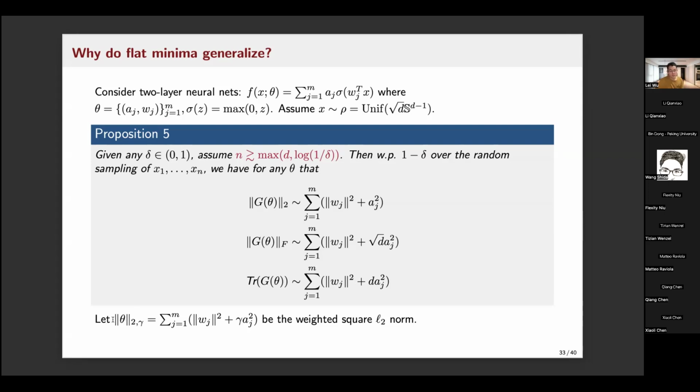So I will use this notation to denote the weighted L2 norm with gamma, denoting the weights between the inner layer and outer layer weights.